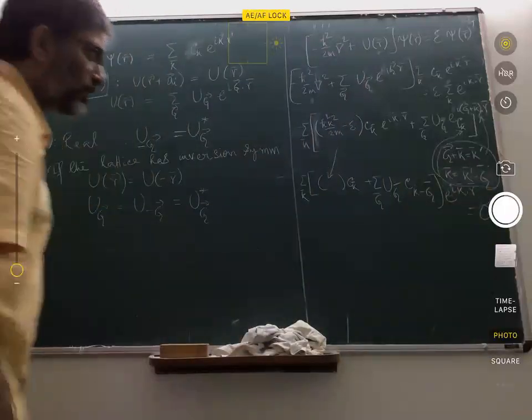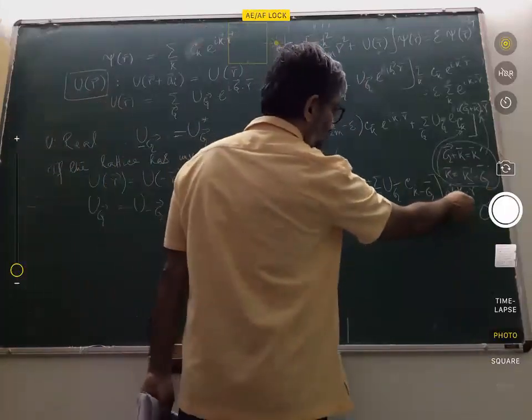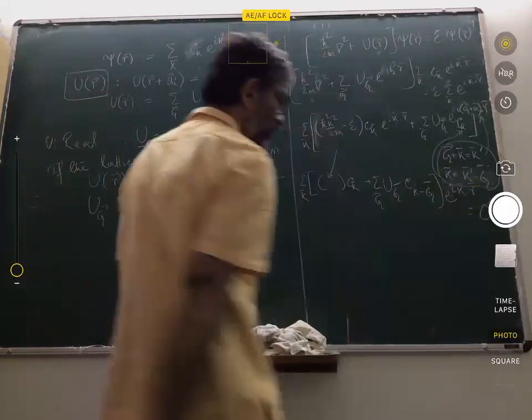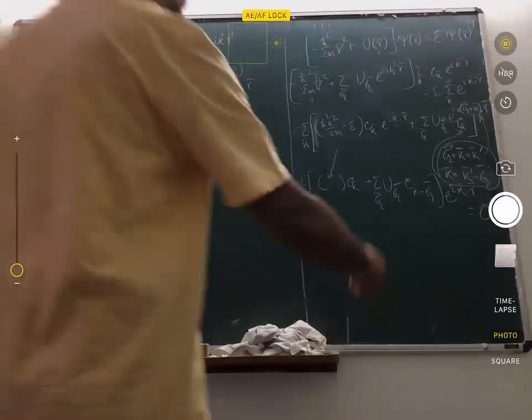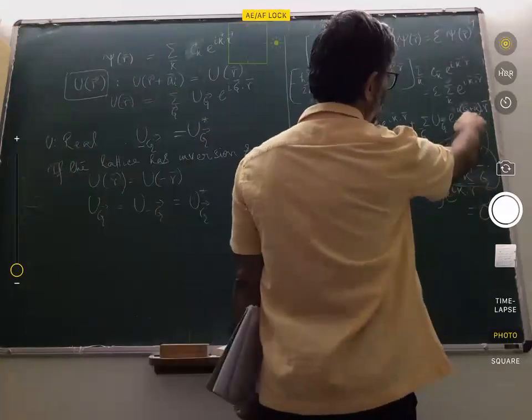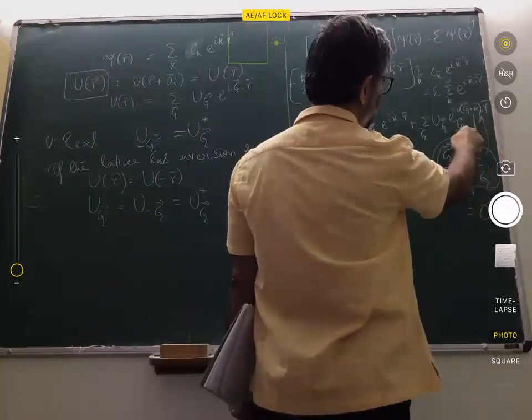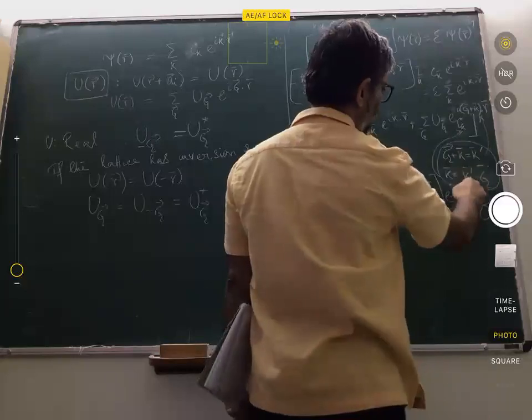Okay, now what we have here is that these are plane waves. Sir, I did not get the last line. You mean how you arrived at the last line, how the manipulation is done? Yeah. Okay, so what you do here is you call G plus k as k prime. So this k becomes k prime minus G.